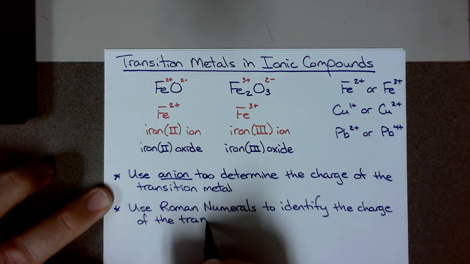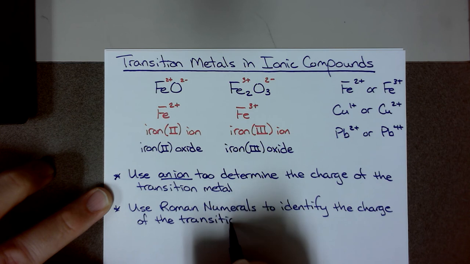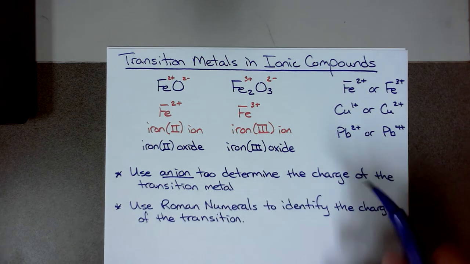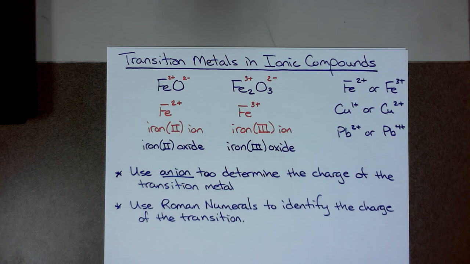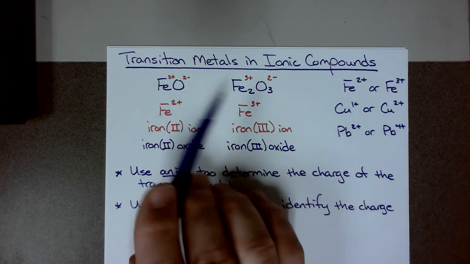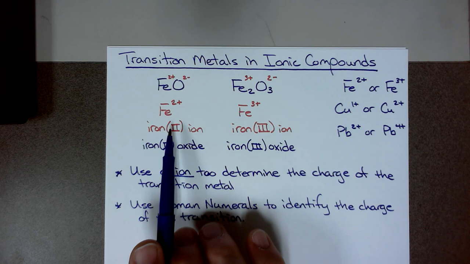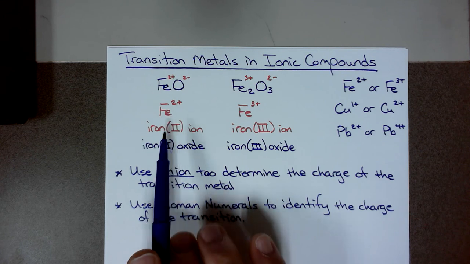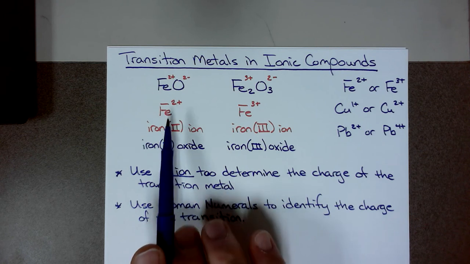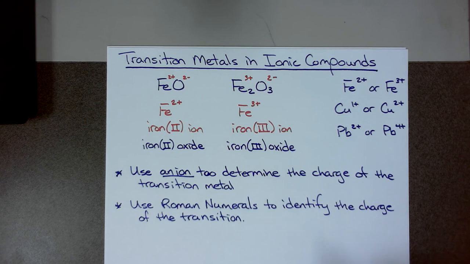So, again, you can't go to the periodic table and figure out what the charge of the metal is when it's a transition metal. We have to use the anion to determine its charge. Once we know the charge, we use the Roman numeral to indicate the charge. The Roman numeral does not indicate how many atoms there are.